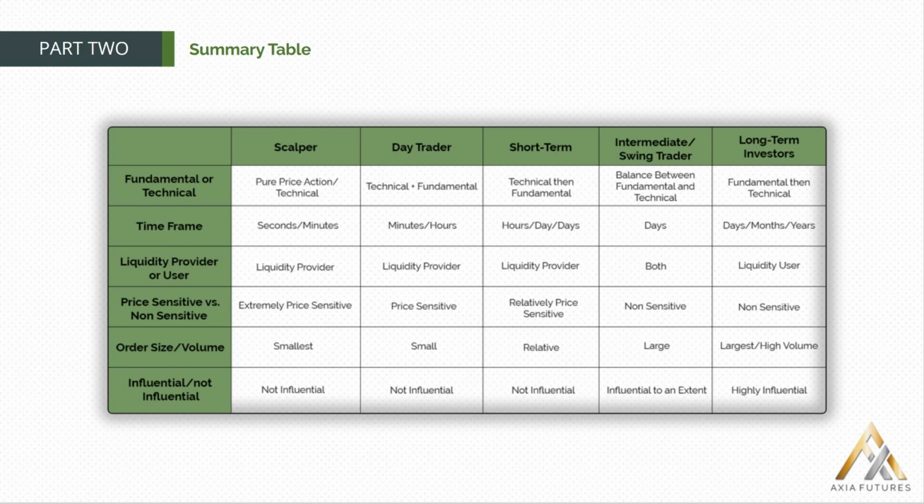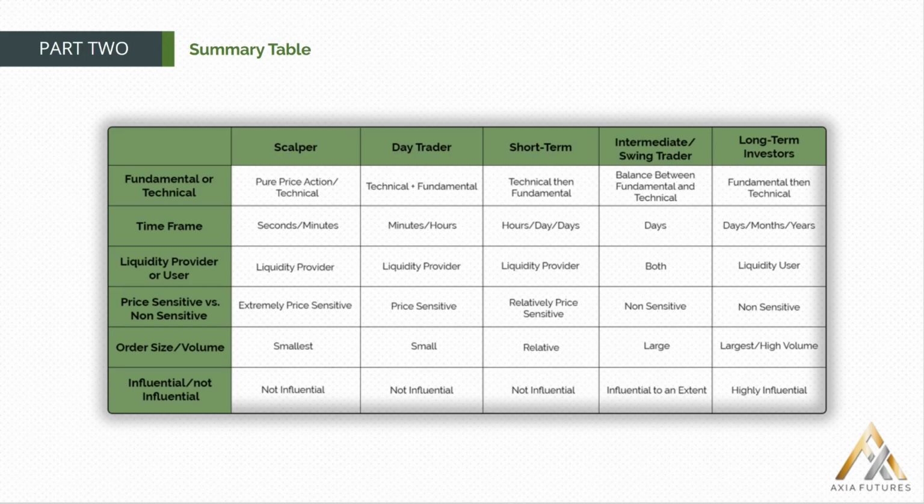As we can see, we have the scalper, the day trader, the short-term trader, intermediate swing, and long-term investors. I've summarized this in the 6 key characteristics that you can find amongst these 5 participants. For example, the scalper tends to be pure price action and technical, whereas the day trader tends to be technical with a little bit of fundamental. The short-term trader is technical and then fundamental. The intermediate swing trader finds a happy balance between fundamentals and technicals, whereas the long-term investor is purely fundamental and uses the technical to confirm the fundamental backdrop.